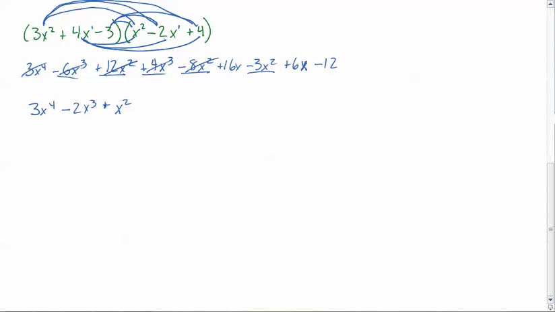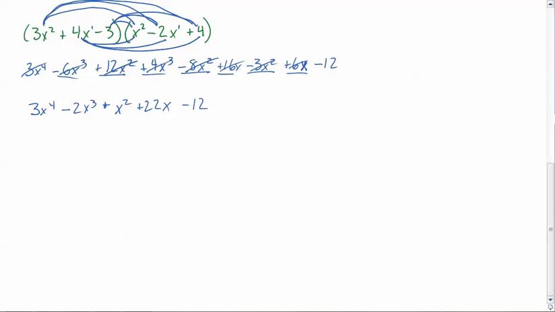So now I put the x squareds together. Now I got the x's, plus 16x and plus 6x. So that's plus 22x. And then I got minus 12 at the end. And this is already in standard form. Yes!